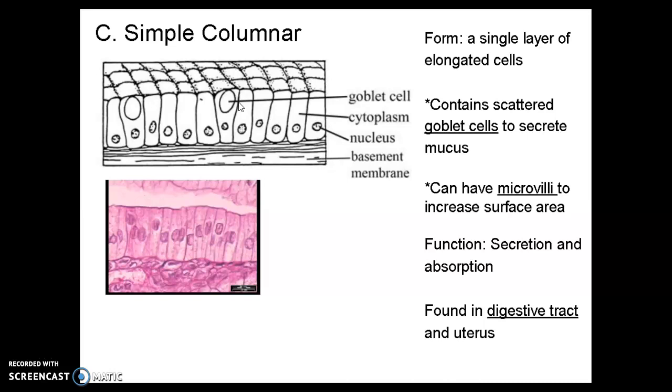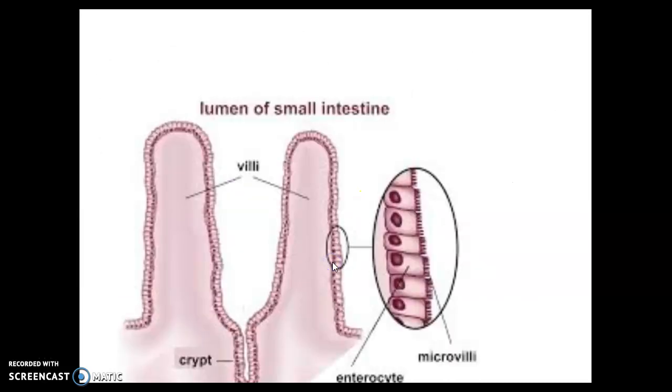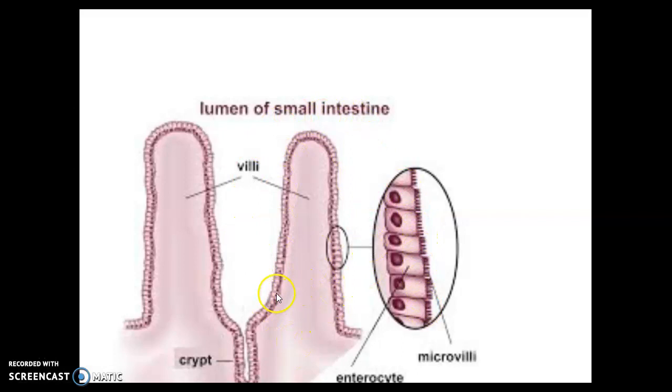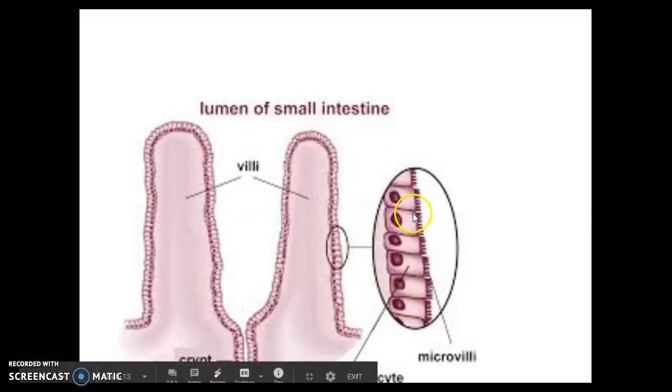They can also have microvilli to increase surface area. If you remember from that cell structure and function activity that we did not too long ago, microvilli are at the top of the cells here. So this is the small intestine. And here is the epithelial lining of the small intestine. We're going to zoom in on those cells.